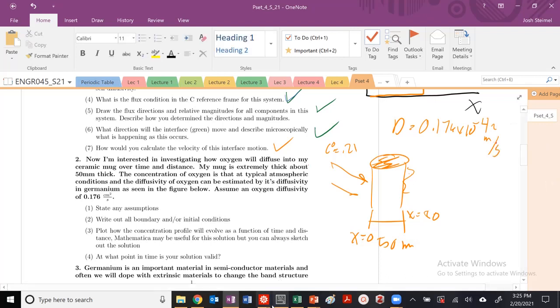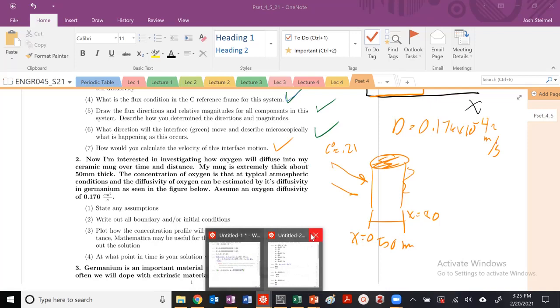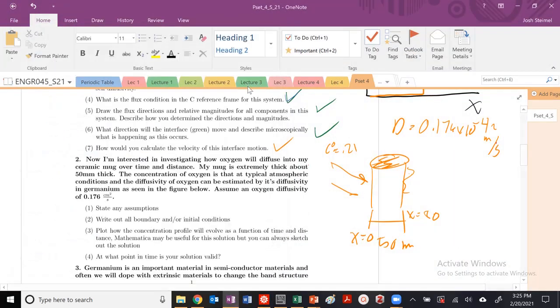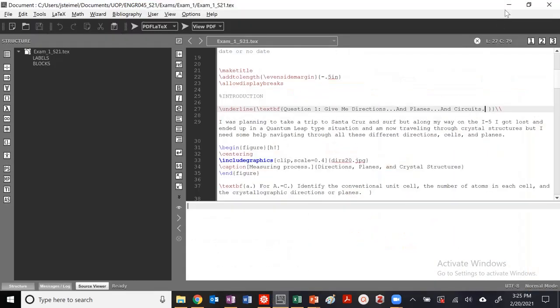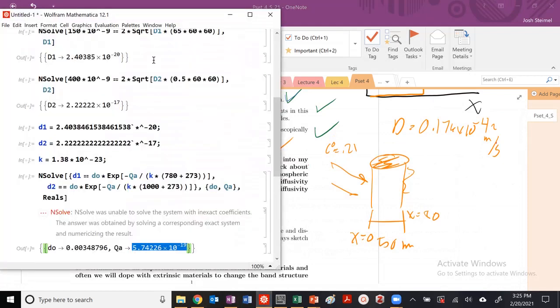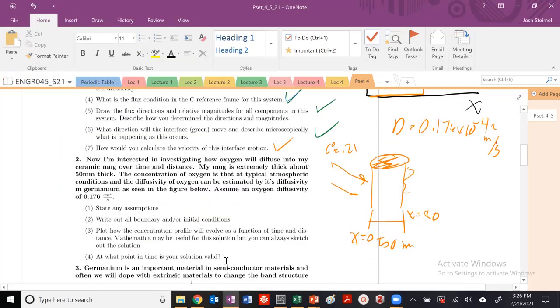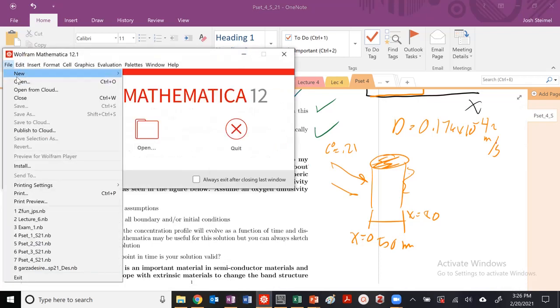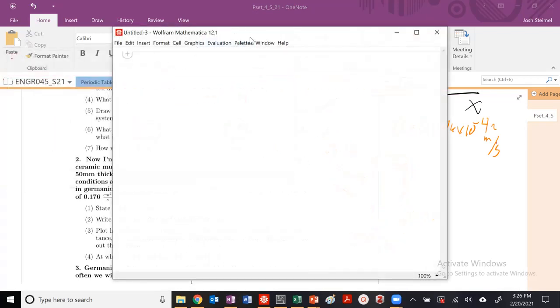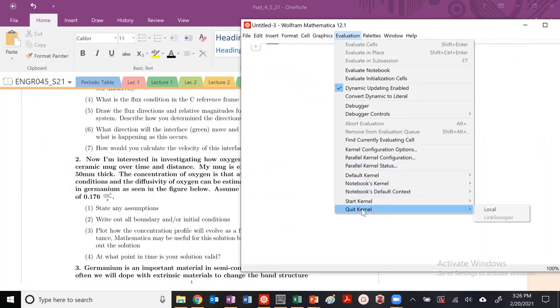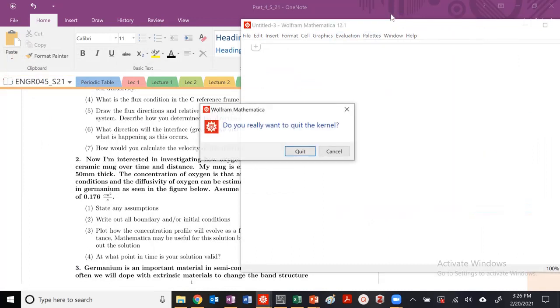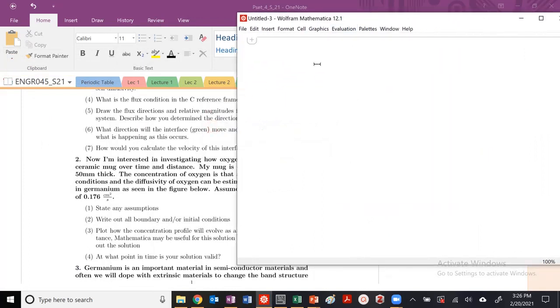We can start to plug that into our Mathematica notebook. Let's cancel this out and create a new fresh notebook. And now I'm going to make sure I quit everything, so quit kernel local. Now we can look at the diffusivities. D is equal to 0.176 times 10 to the minus 4.